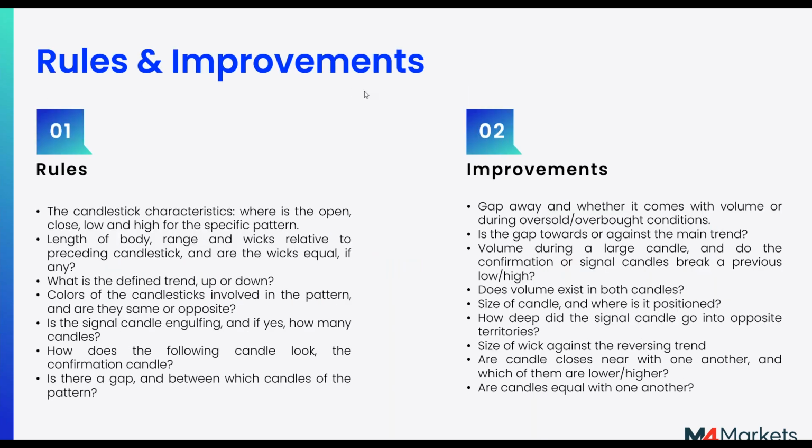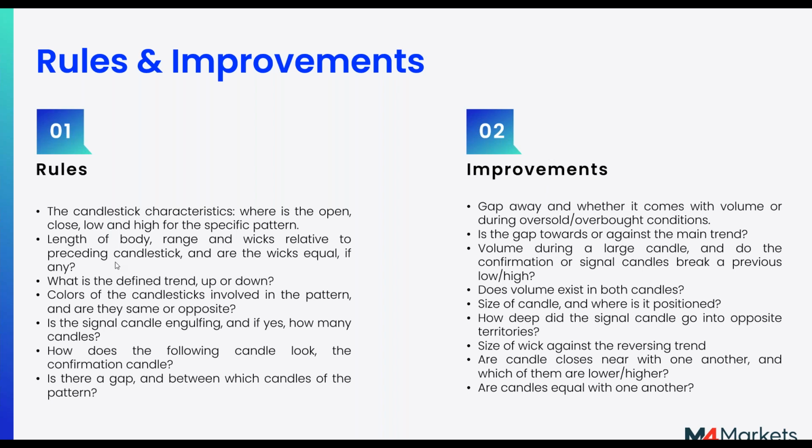Now, before we go to the next slide, I wanna tell you about some general rules and improvements about the candlestick patterns, okay? First of all, we're talking about characteristics, right? Where is the open, where is the close, the low, the high for a specific pattern? It's very important to look at all of those characteristics that we identified on slide 3 or something. We need to look at the length of the body, the range, and the wicks relative to the preceding candlestick, and even if other wicks are equal, if there are any wicks, of course, right?